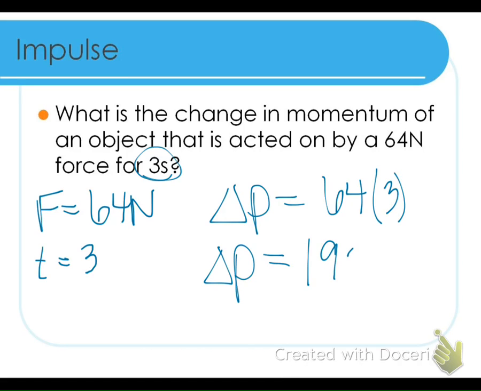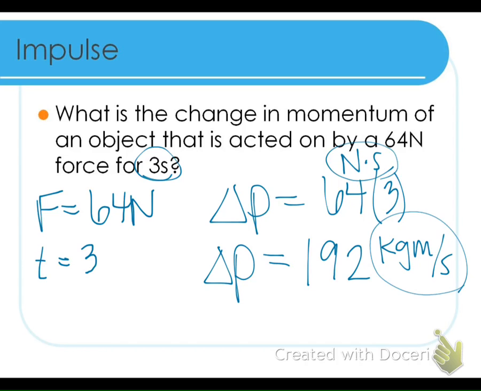And we get 192. What would our units be then for change in momentum? Yep. Kilograms times meters per second. Or in this case, since we took force times time, we could call them Newton seconds. You can do it either way. So it could be Newton seconds or kilogram meters per second.